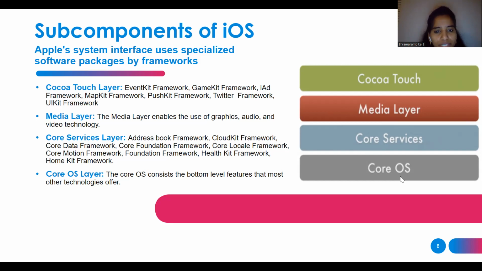And next comes the core services layer. Some key frameworks offered in the core services layer: Address Book framework, CloudKit framework, Core Data framework, Core Foundation framework, Core Location framework, Core Motion framework, Foundation framework, HealthKit framework, and HomeKit framework. So all these come under the core services layer. And when it comes to the core operating system layer, it consists of the bottom-level features that most other technologies are built on. The Core Bluetooth framework, Accelerate framework, External Accessory framework, Security Services framework, and Local Authentication framework all come under the Core OS layer.